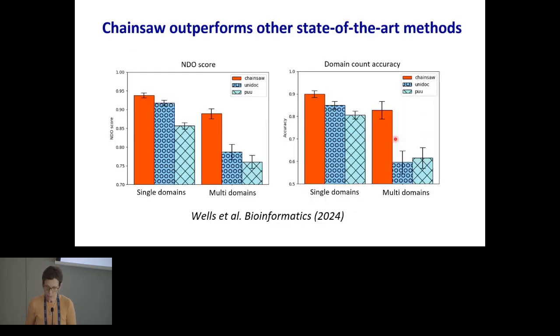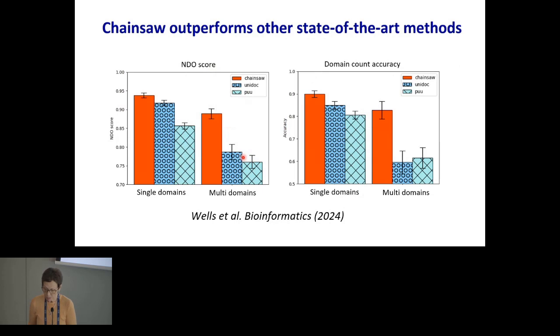And as with all our tools, we try to benchmark them against other cutting edge algorithms at the time, and this is really essential. So we benchmarked against UniDoc, which was one of the key algorithms at that point. And you can see that for multi-domain proteins, it performs really well.